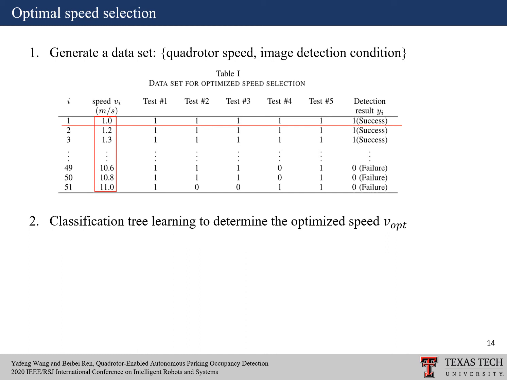On the other hand, if we fly at a speed of 10.8 meters per second, a detection failure might happen. In that case, we mark the detection result as 0, where 0 means failure.